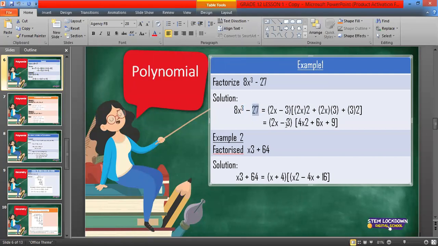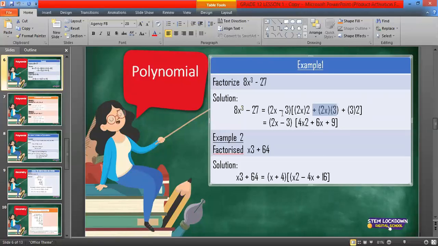And then to get the other big bracket, now you have to square the first term. You square the first term to give you the first term here. And then you square the second term in the small bracket to give you this last term here. Understand? So negative 3 squared will give you what? Positive 9. And then to get the middle term, you multiply 2x times 3. 2x times minus 3 gives you minus 6x.